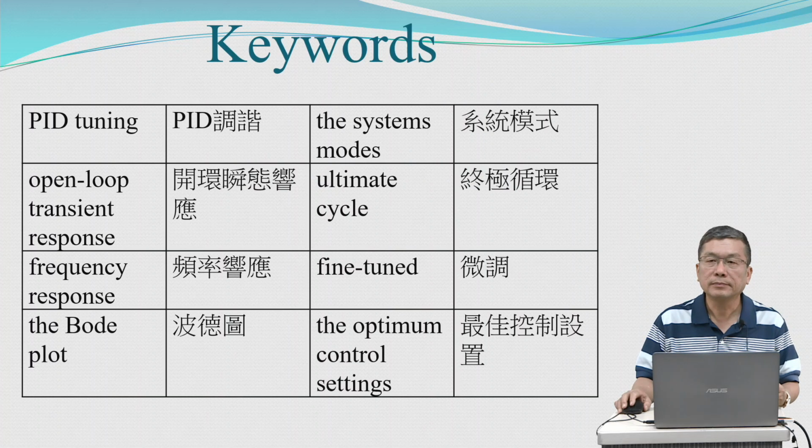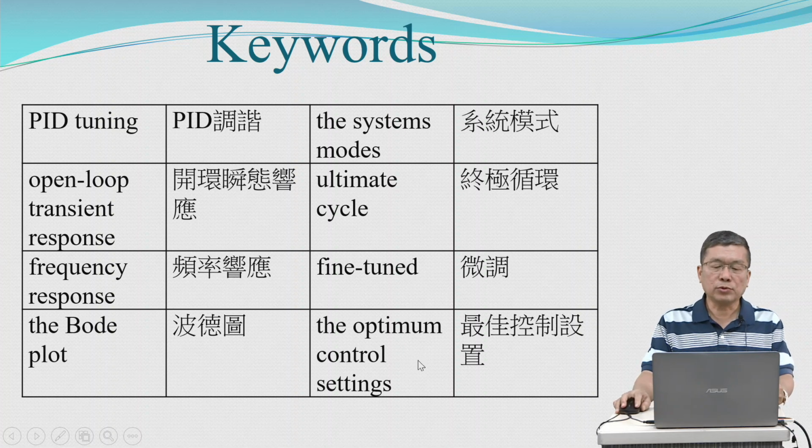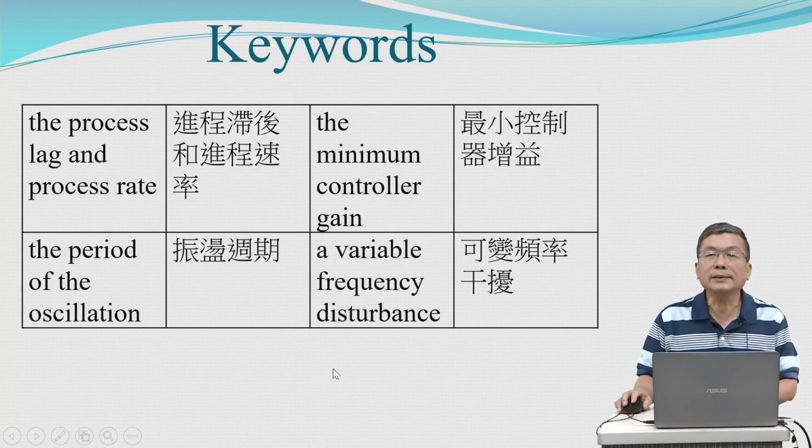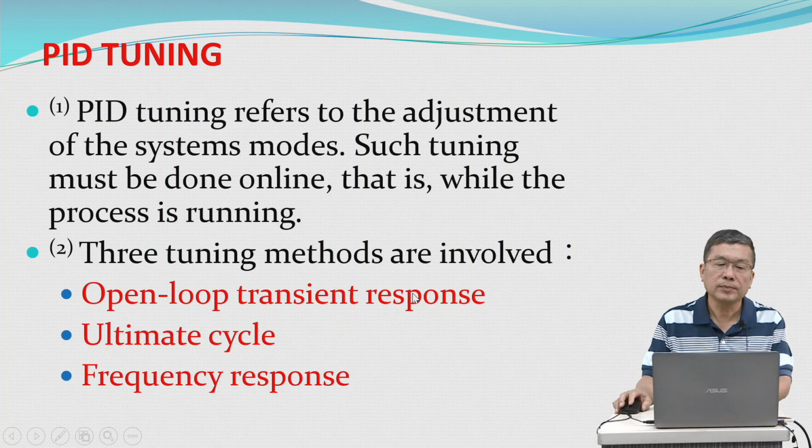PID Tuning. The keywords: PID tuning, the system mode, open loop transition response, ultimate cycle, frequency response, fine-tune, the Bode diagram, the optimal control settings, the process lag and the process rate, the minimum controller gain, the period of oscillation, a variable frequency disturbance, PID tuning.